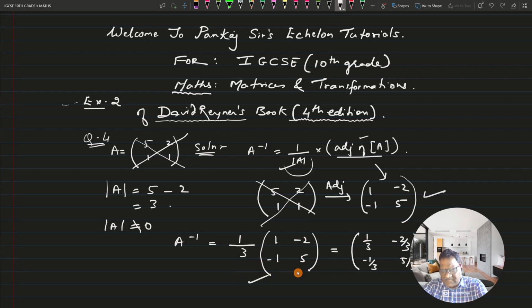Now let us check the answer at the back of the book. In the book, the answer for question number 4 is given as 1 by 3.